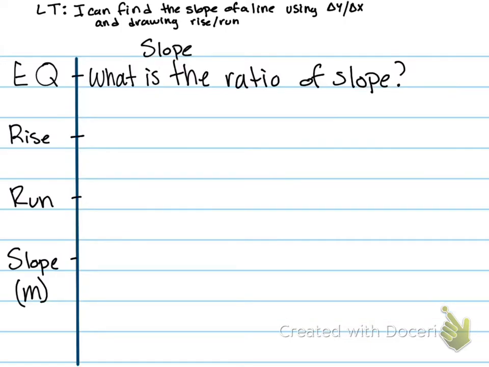So our learning target is going to be, I can find the slope of a line using change of y over change of x and drawing rise over run. Our essential question is, what is the ratio of slope? So let's talk about three vocabulary words.